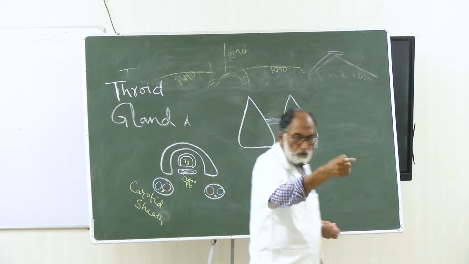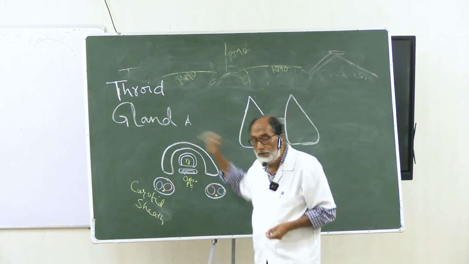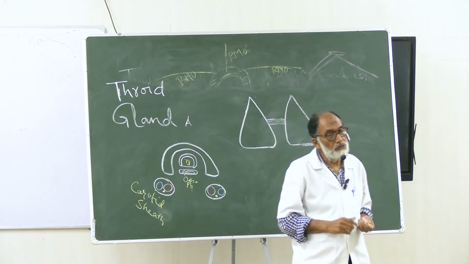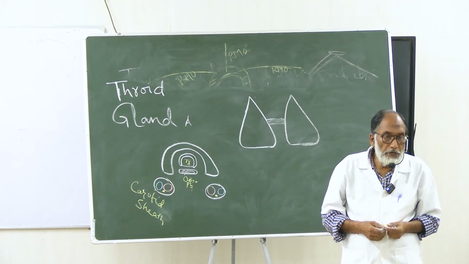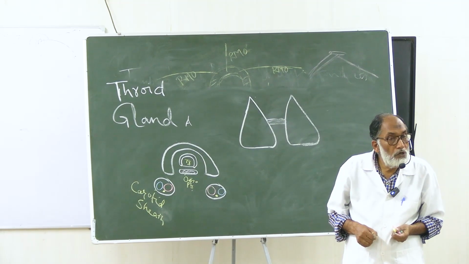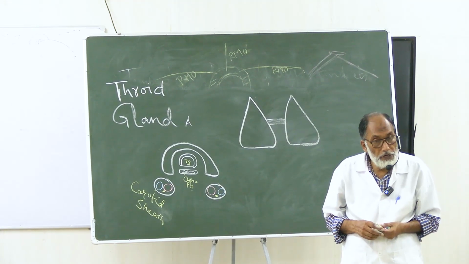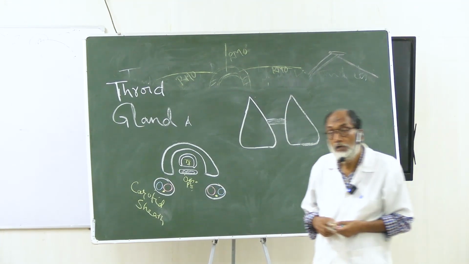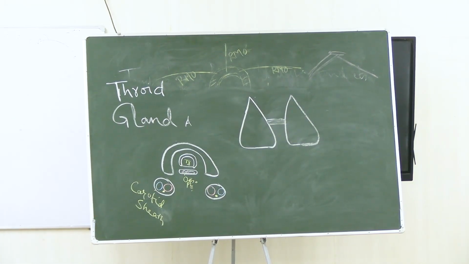What are the muscles that lie on the anterolateral aspect of this thyroid gland? Strap muscles. Sternohyoid, sternothyroid, and the superior belly of the omohyoid.